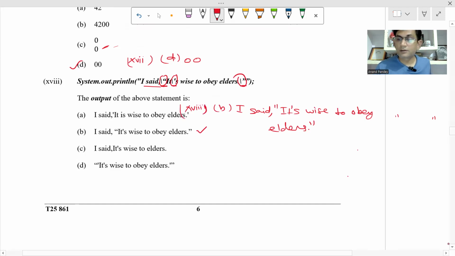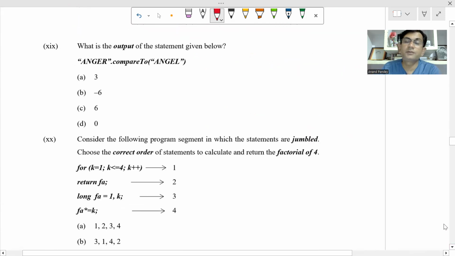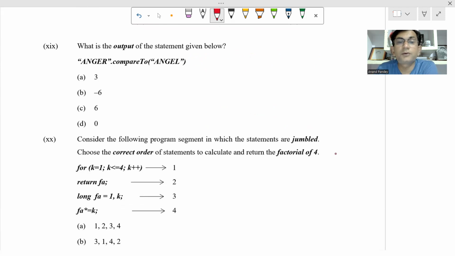Okay, so next, going to the next question. Now, last two questions of this question number 1. What is the output of the statement given below? Anger compared to angel. Okay, so compared to function, you can watch the video there in which we have explained all the string functions. So let me give the brief explanation here.